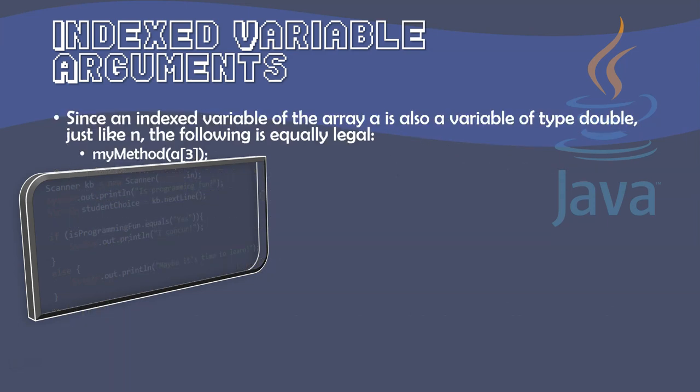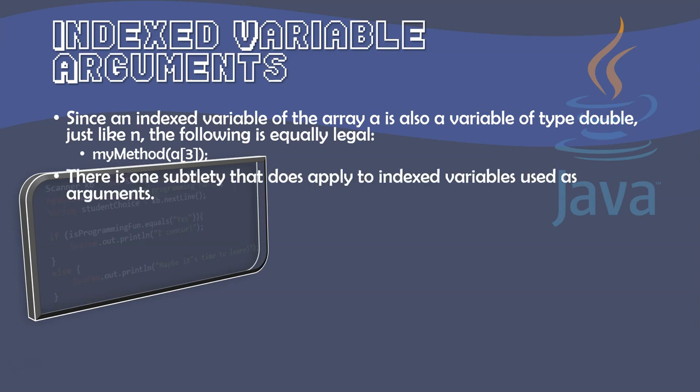An indexed variable of an array is also perfectly legal to use. If array a is also type double, then we could plug in myMethod(a[3]). That would be a perfectly valid entry for that method.